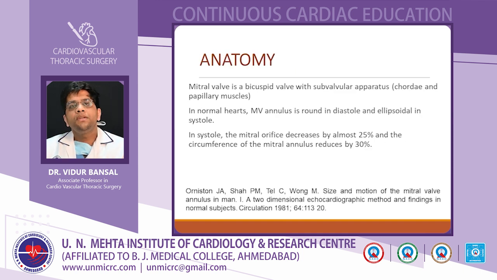Coming on to the anatomy, the mitral valve is a bicuspid valve with a subvalvular apparatus comprising the chordae and the papillary muscles. In the normal heart, the mitral valve annulus is round in diastole and ellipsoidal in systole. In systole, the mitral valve orifice decreases by almost 25%, while the circumference of the mitral valve annulus reduces by 30%.